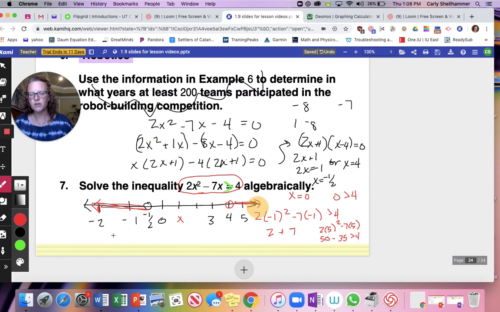Therefore, my answer is going to be x are all numbers less than negative 1/2, or x all numbers greater than 4.